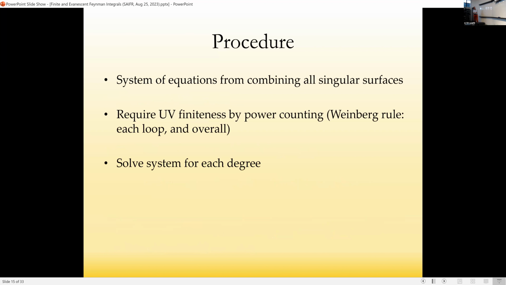And finally, we require UV finiteness just by power counting, essentially. You have to have overall UV finiteness and then UV finiteness for each loop independently. And that's ultimately going to put a limit on the degree of each of the numerators that we can allow.